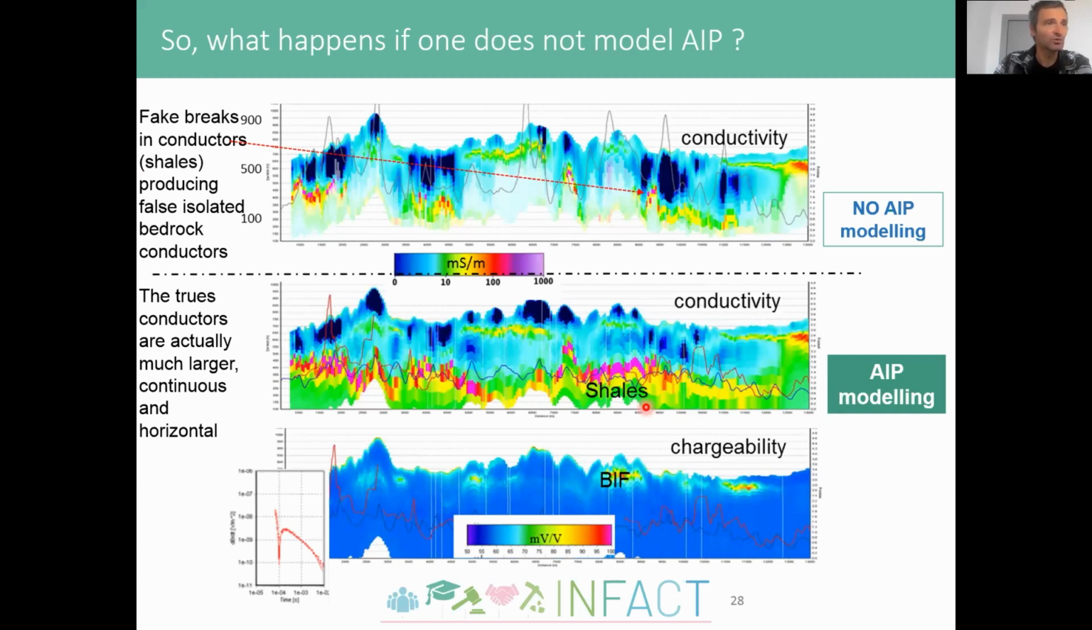This is the conductivity one obtains if one models IP at the same time as chargeability. This is chargeability, this is conductivity, and these are continuous shale horizons. This is how they should look. This is nothing but a geological layer. In reality, if you don't model IP, you would look at them like that. So this will give you a false positive drilling target.